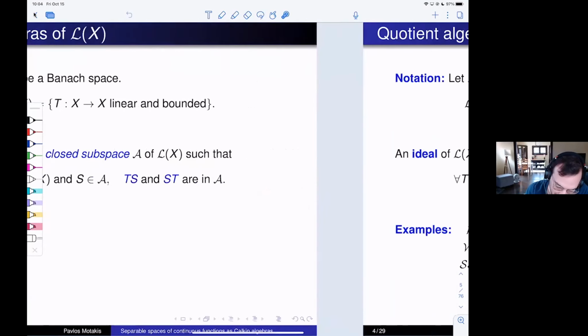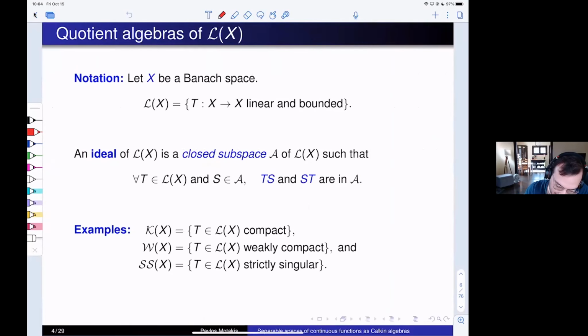So some examples. There is K(X), the space of compact operators on a Banach space. An operator T is compact if whenever you take the unit ball and you take the closure of its image, then it's a compact subset of X. Then similarly, instead of saying compact, you can say weakly compact, and this gives you the ideal of weakly compact operators. And particularly important to this lecture also is the ideal of the strictly singular operators.